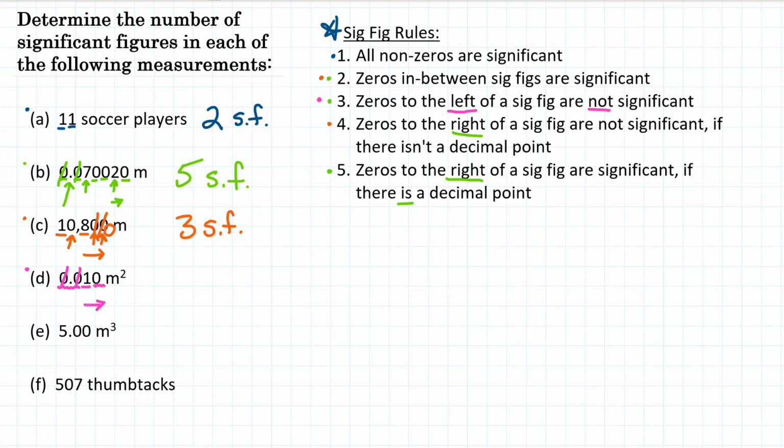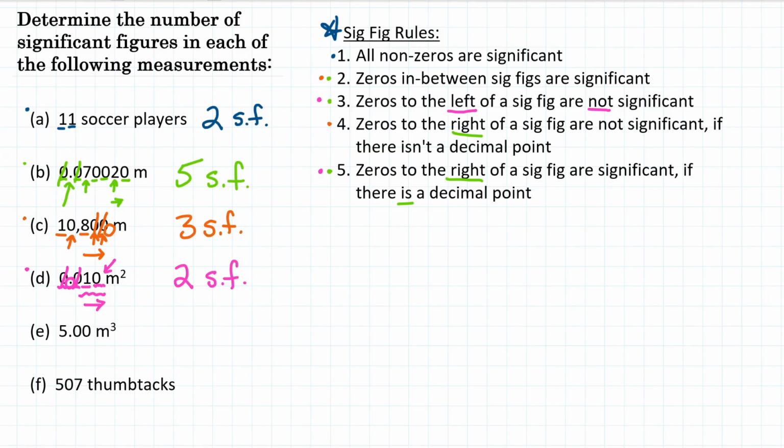Well, it's to the right, so that takes us to rules 4 and 5. Is there a decimal point? Yes, it is right here. So that means we are rule number 5. Zeros to the right of a significant figure are significant if there is a decimal point. So there is a decimal point. So the 1 and that last 0 are both significant, so 2 significant figures. We wouldn't write that 0 here if we didn't know it. We would just end our number at the 1. But we know that must be a 0, so that's why we write it.